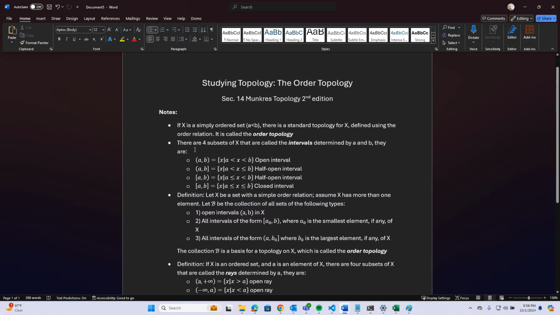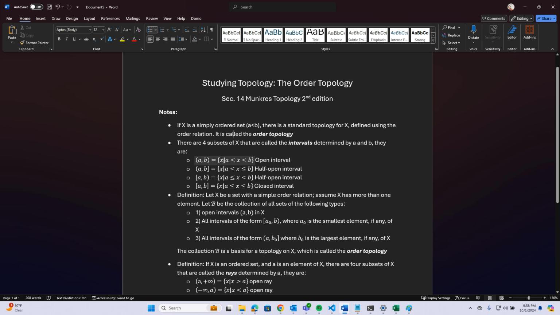Now, jumping into this next point down here, there are four subsets of X that we call intervals, determined by A and B. Reading this should be pretty familiar to most of you watching, but we want to be pretty thorough in how we set up definitions, especially once we start getting down to more topologies down the line. It helps to keep these in mind, because once again, this idea of openness and closedness in topology is a very important thing. So the first one is the open interval AB.